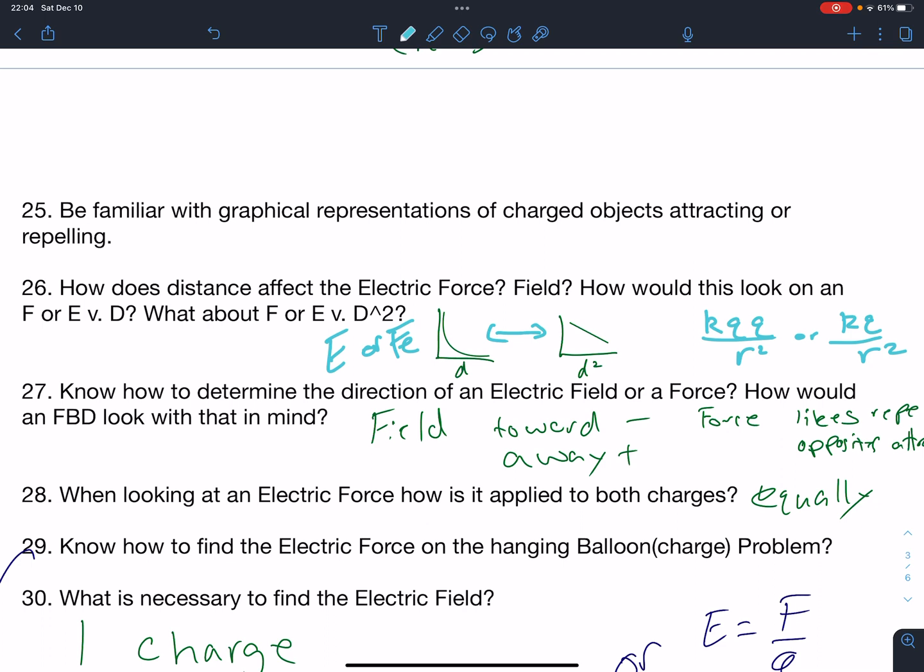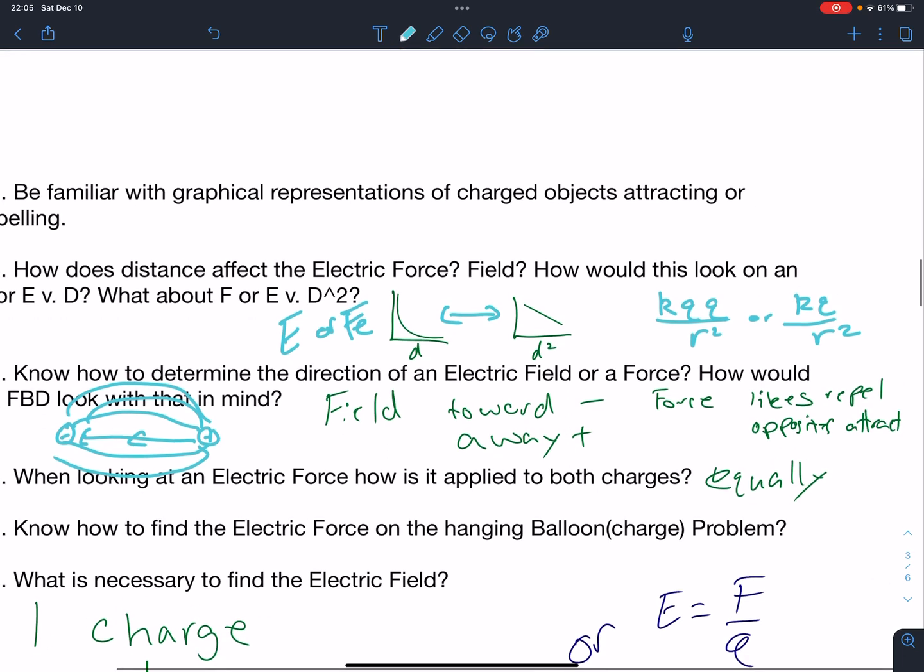Okay, how do you determine the direction of an electric field or a force? How would an FBD look with that in mind? So for a field, the field always goes towards negative charges and away from positive charges. So if I have a negative charge here and a positive charge here, that would create a field that looks like this. It would also loop, and the field would go in the same direction. For force, likes repel, opposites attract. So when you're drawing your FBD, make sure that you draw the lines indicating the direction that it would feel the force. It should be towards the other charge if they're different, and away from the other charge if they're alike.